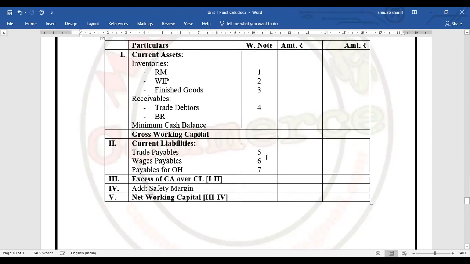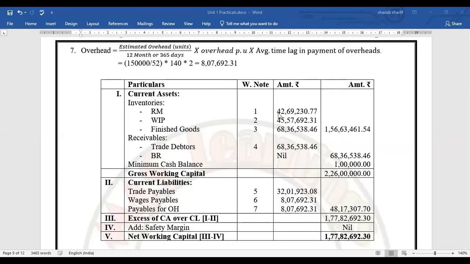Working notes 2, 3, 4, 5, 6, 7 we have prepared, that amount we have to mention, then we will arrive to total net working capital, that we will arrive by taking one by one and writing. That is raw material, working note number 1, that is 42,69,230.77, and so on we have to write. That is working note number 2, that is WIP, finished goods, how much. Then we have to add all these three, that is inventory, that is 1,56,63,461. Then receivable, we only have trade debtors, so we have to write the total.